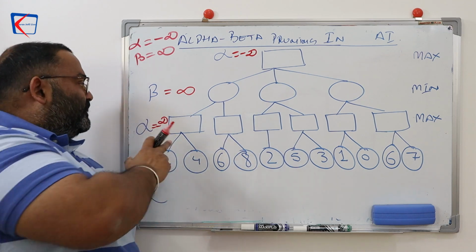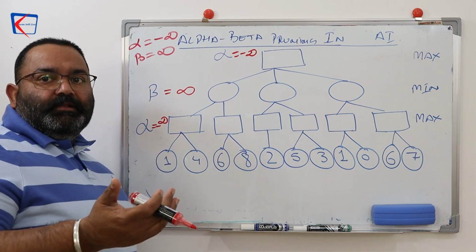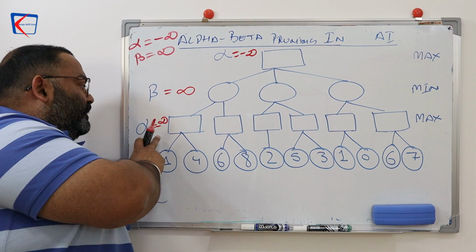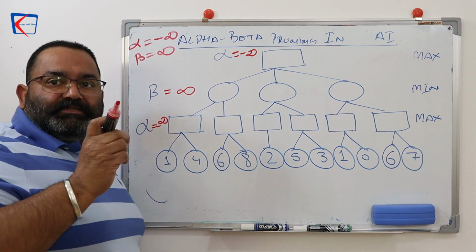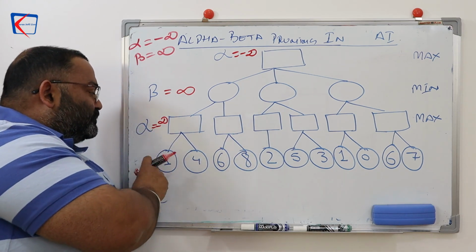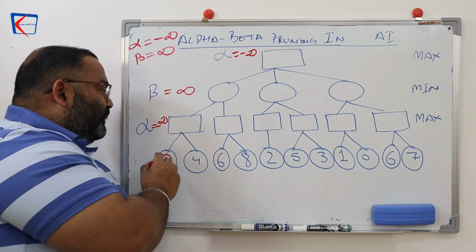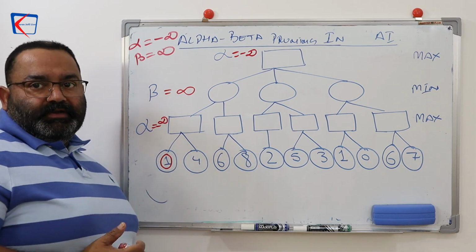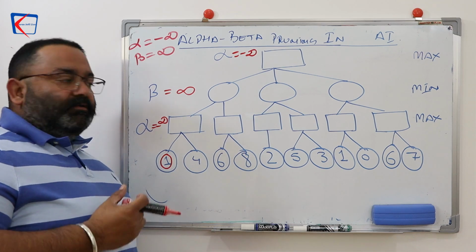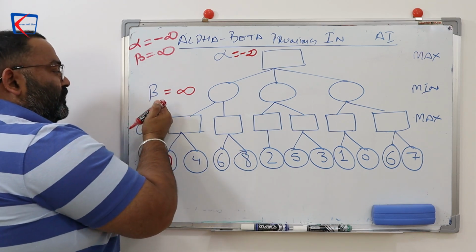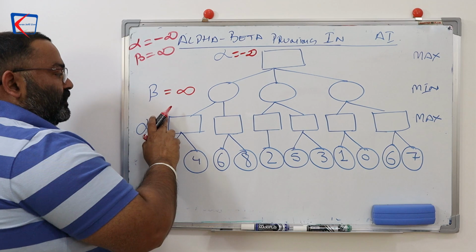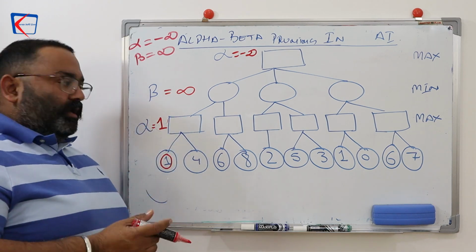Now, as I told you, at max, alpha will change. Here the value of alpha is minus infinity, and the value of this node is 1. If I compare 1 with minus infinity, which is bigger? 1 is bigger. So here alpha becomes 1.